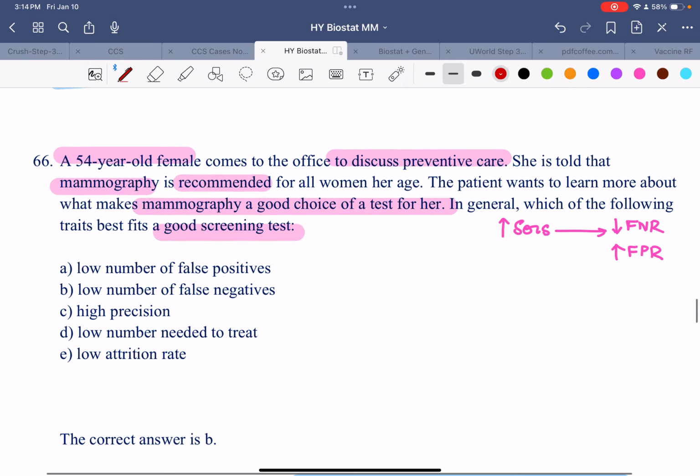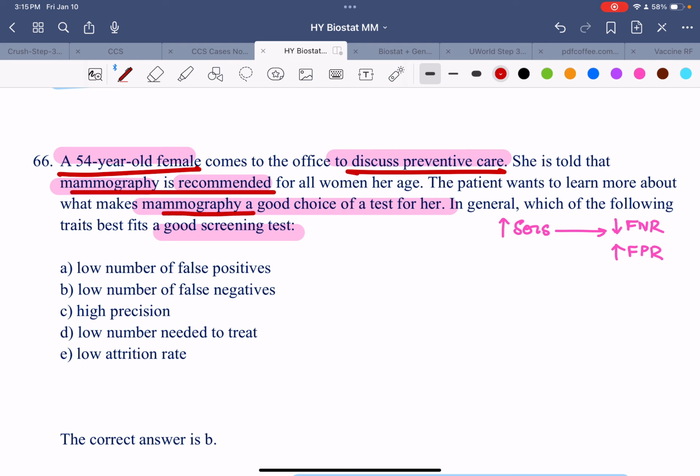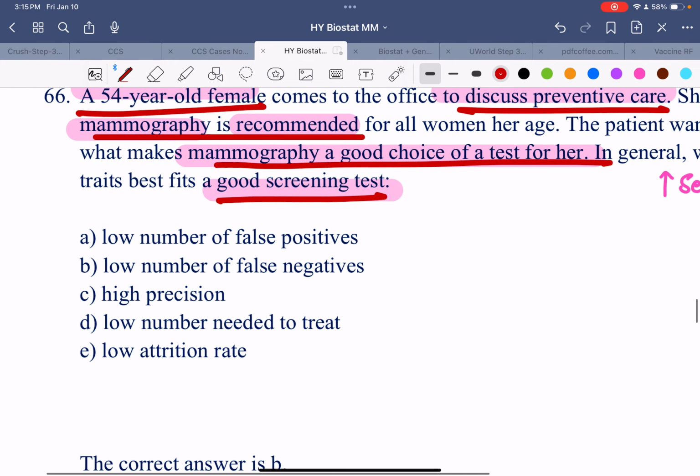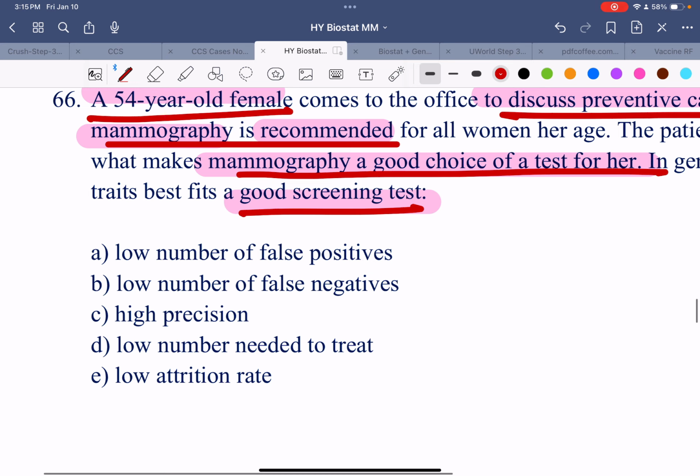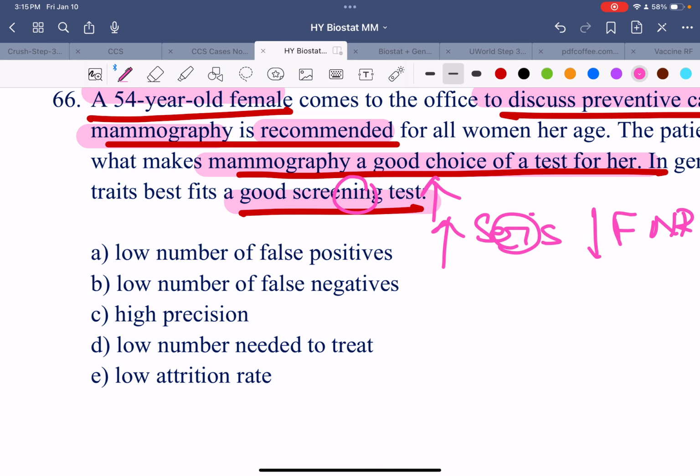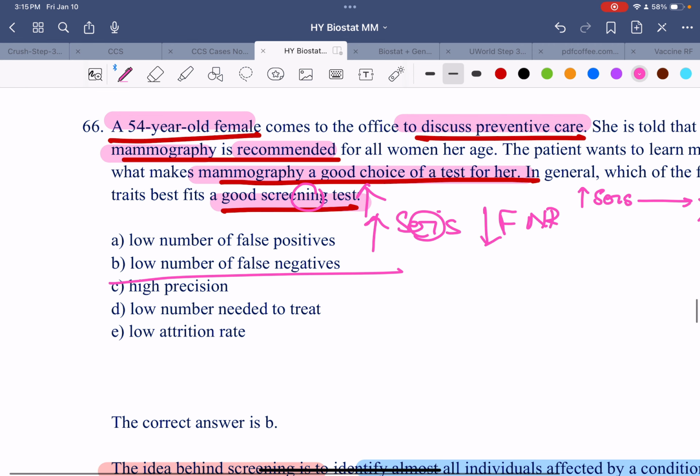Okay, question number 66. We have a 54-year-old female, and she is coming to the office to discuss preventive care. Mammo is recommended for her, and she wants to learn why mammo is a good choice for her, right? So what makes a screening test a good test? Remember from our previous discussion, we remembered with N: N for screening, N for sensitivity, and N for the false negative rate. A good screening test will be highly sensitive and will have a low false negative rate. Therefore, the correct answer over here is B.